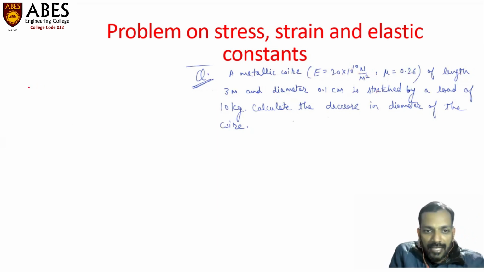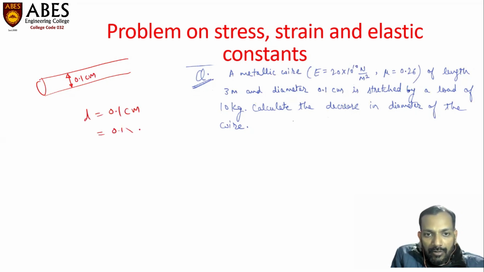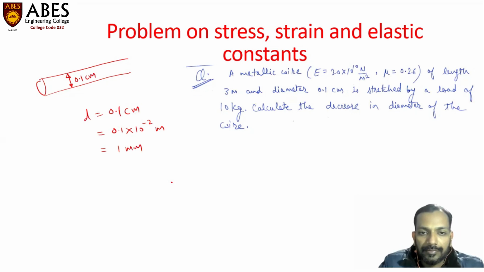So let us suppose this is the metallic wire, and the diameter is 0.1 centimeter. So D is equal to 0.1 centimeter, that is 0.1 into 10 raised to the power minus 2 meter. Or if we need it, we can convert this value into millimeter also. So in millimeters, this value will be 1 millimeter. This is the diameter. Young's modulus is given, Poisson's ratio is given, length L is equal to 3 meter.